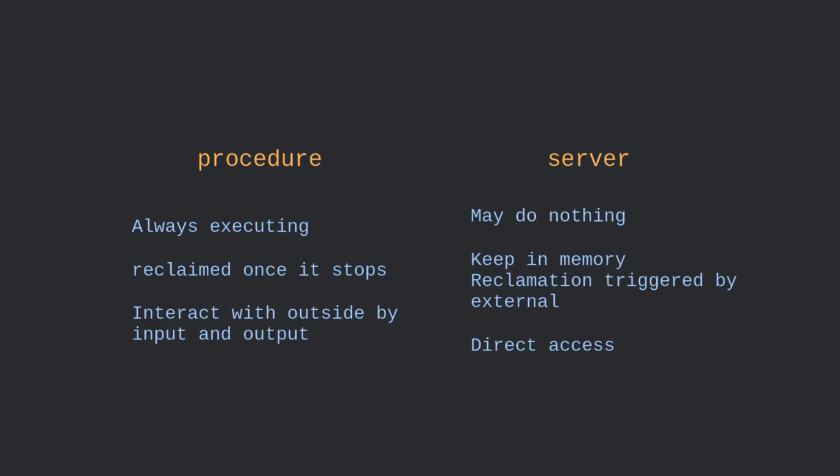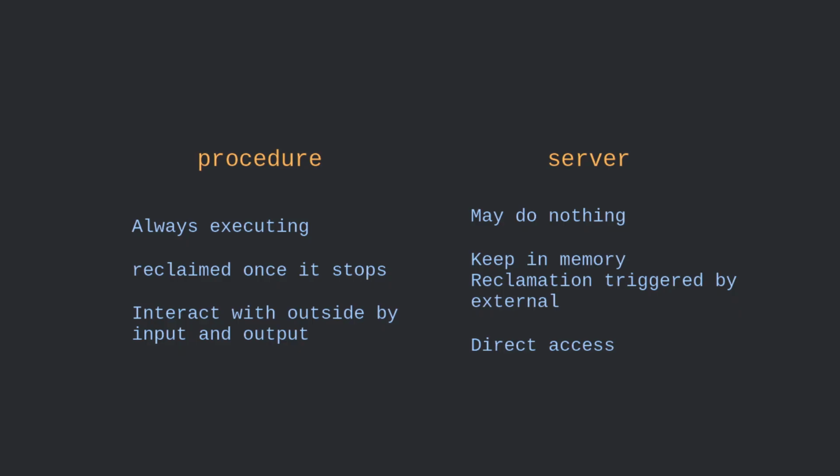A key characteristic of procedural programs is that all memory allocated during execution can be reclaimed. Procedural programs interact with the outside world only through input parameters and output values. The other type of program is a server program. Server programs can remain in memory without executing any code, but they are not reclaimed automatically. For example, a web server is a server program.